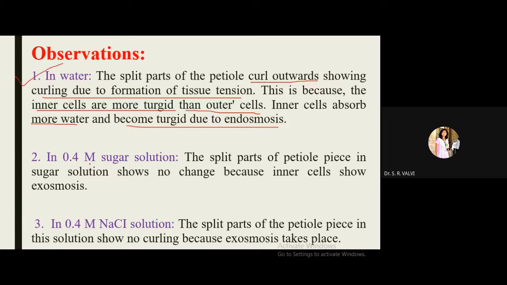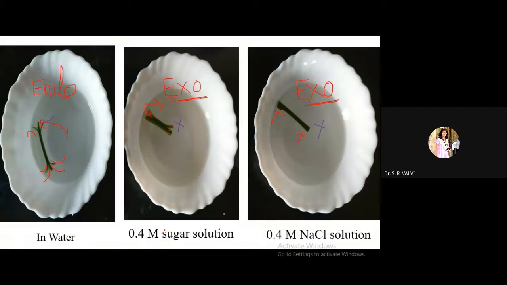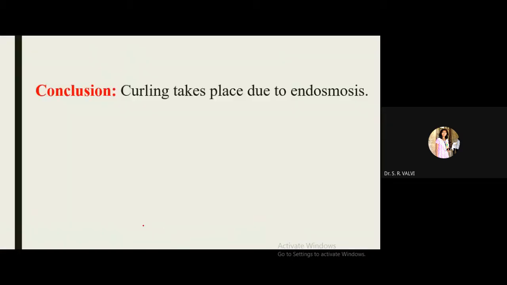In case of 0.4 molar sugar solution, as I just explained, exosmosis will occur and there is no change in the inner cells. The same will happen with NaCl solution. Now, our conclusion of this practical is that curling takes place due to endosmosis. So that will be your conclusion and result of this practical.